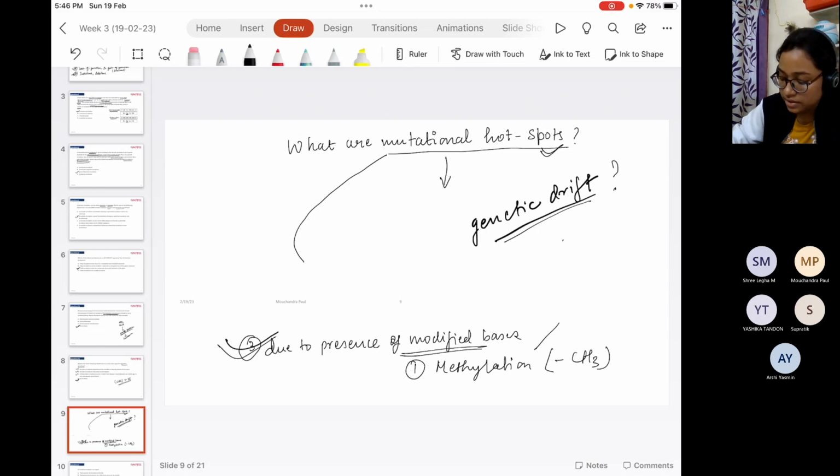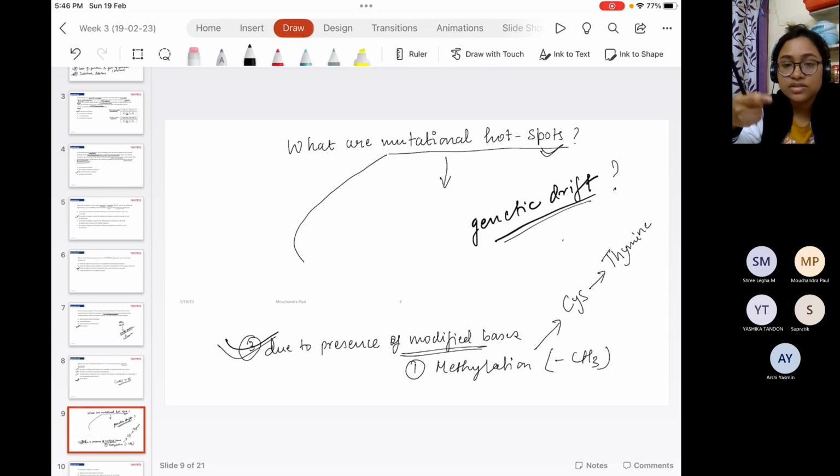So it is seen that these methyl groups have more affinity to get added on the cytosine base of the DNA. And because of the addition of that methyl group, if the base is acted upon by some deamination enzyme, it can convert to T, that is thymine. So because of the presence of this modification, that is methyl group on cytosine, we are getting a point mutation kind of a thing, right?